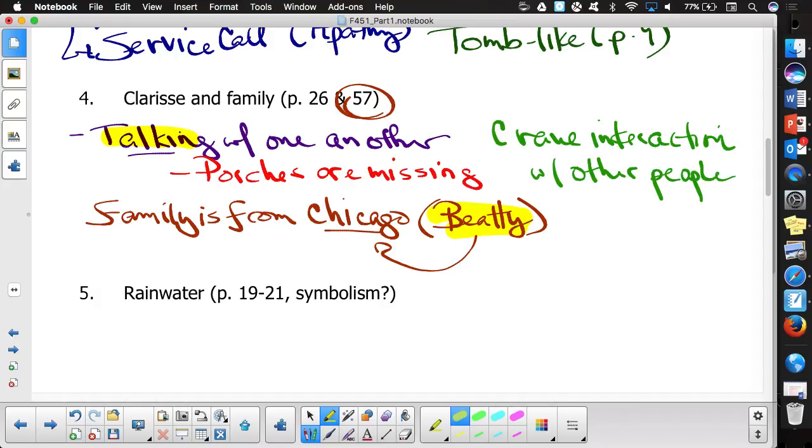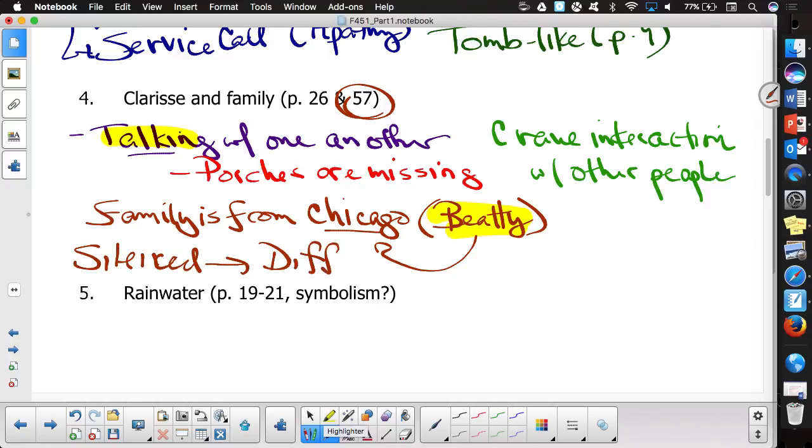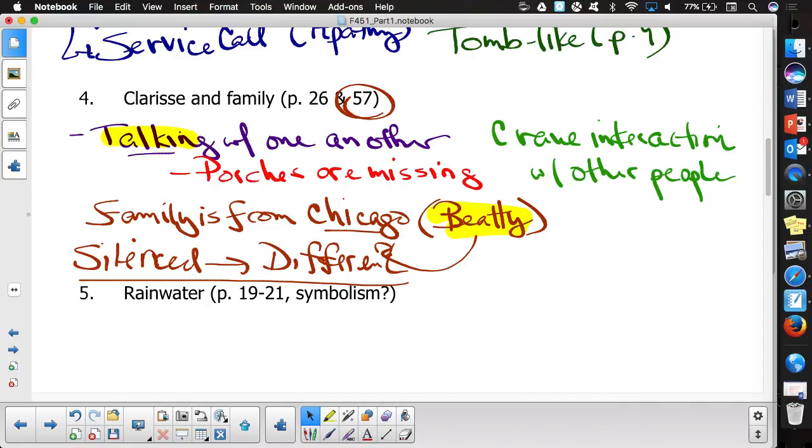What happens if you're different? We find a way to not necessarily kill you, but at least silence you. And so Clarice's death would be a way in which that does happen. So you become silenced if you are different. Anything else to add on with Clarice?